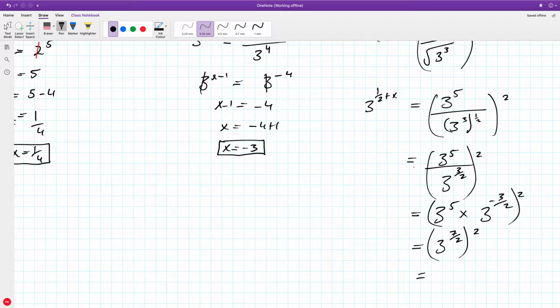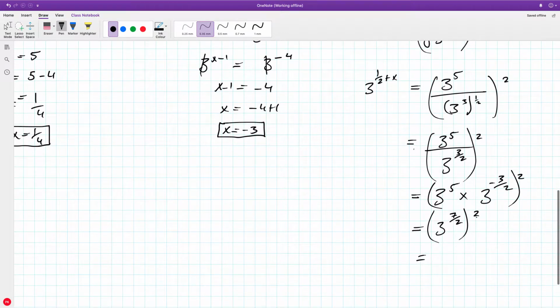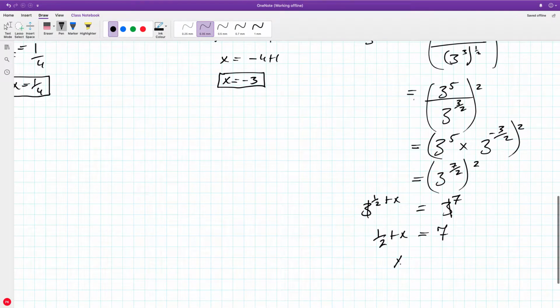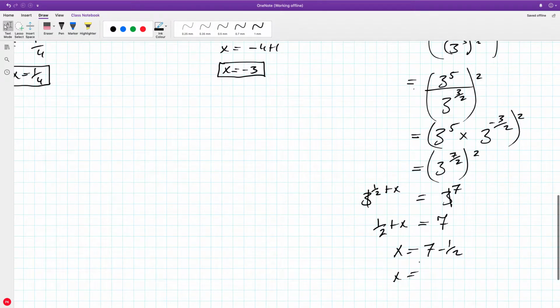Power raised to a power, what do we do here? Multiply 7 over 2 multiplied by 2. 3 to the power of 7 is 3 to the power of half plus x. Cancel your 3's either side. That's a half plus x is equal to 7. X is equal to 7 minus a half. X is equal to 13 over 2.